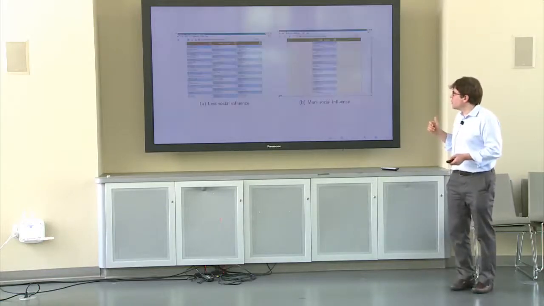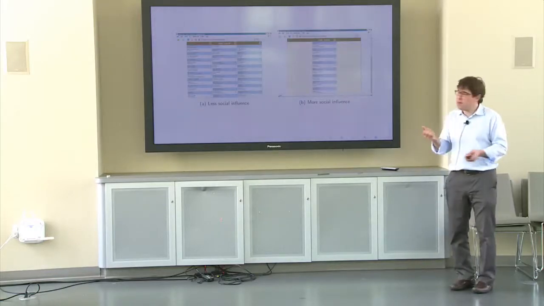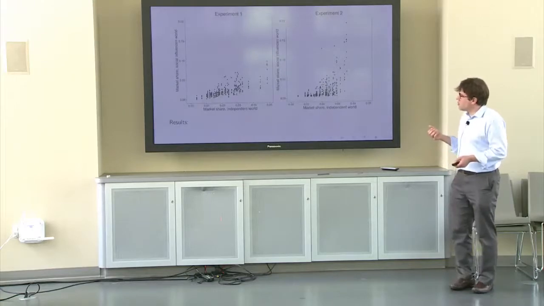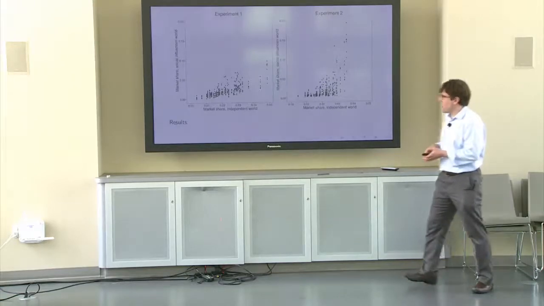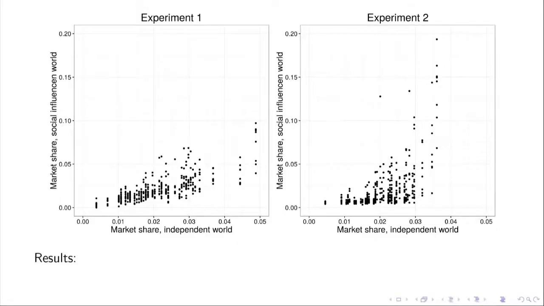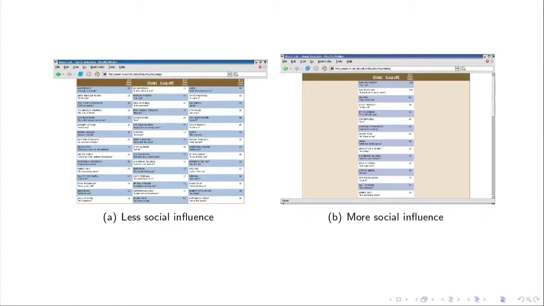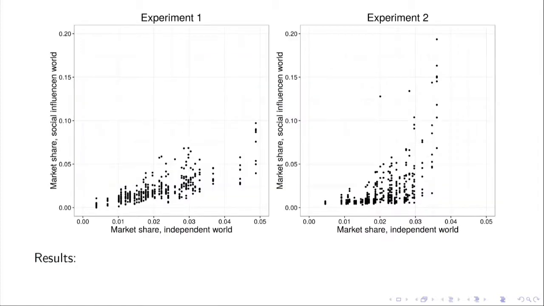Okay, so we did these 2 experiments, and this is what we found. There's a lot going on here. This is the first experiment, where we had less social influence, right here. The x-axis here is the market share in the independent world. This is a measure of, of all the downloads, what proportion of the downloads went to that song.